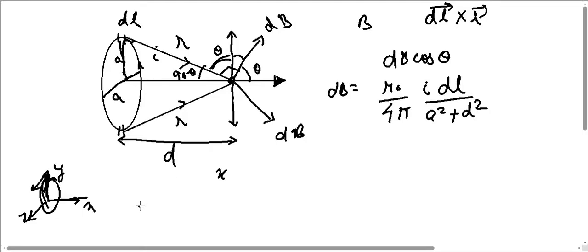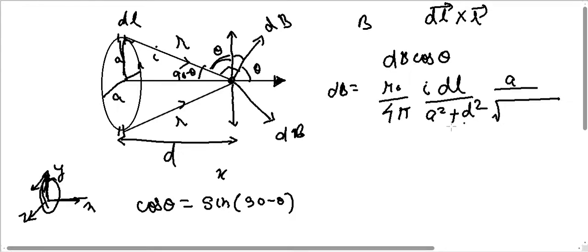So let me work it out if you are getting confused. Cos theta will be equal to sine of 90 minus theta, which is sine of this angle, and sine of this angle is equal to the opposite side, which is a, divided by r. So cos theta I can write as a over r, and r is nothing but square root of a squared plus d squared.